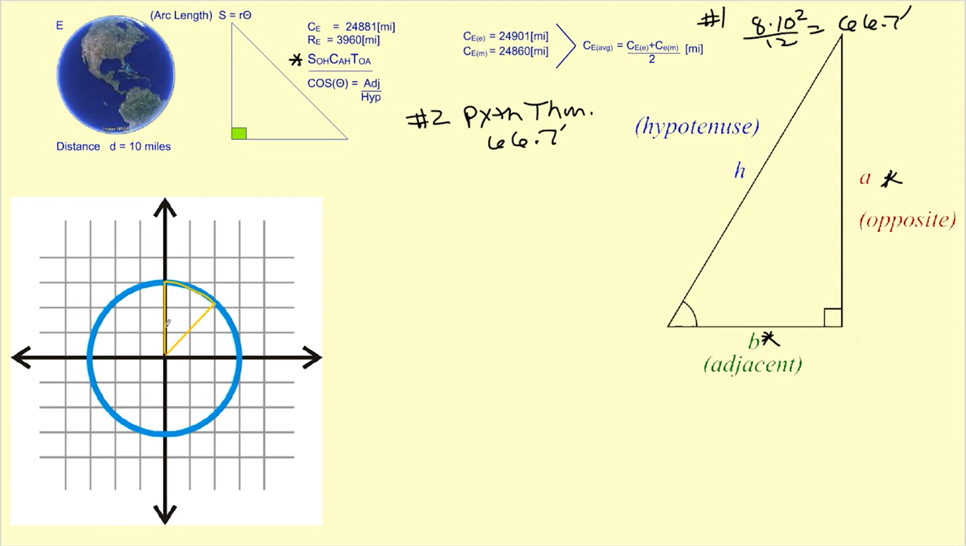Now we got a pizza slice. It's not a right triangle. Now what? We are stuck. Wait a minute. 10 miles right here. Let's do this. Let's draw a straight line.